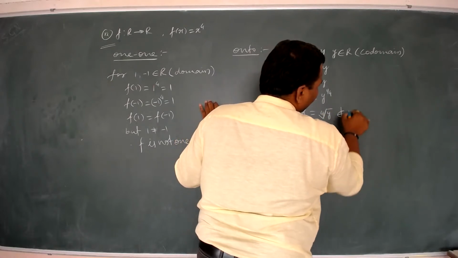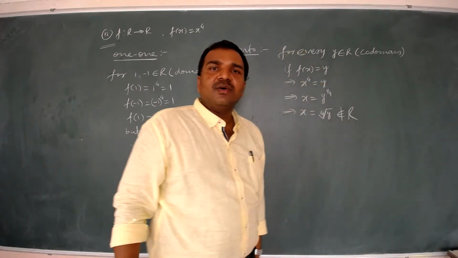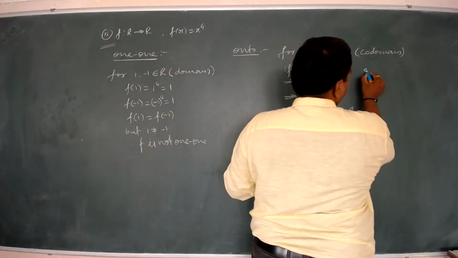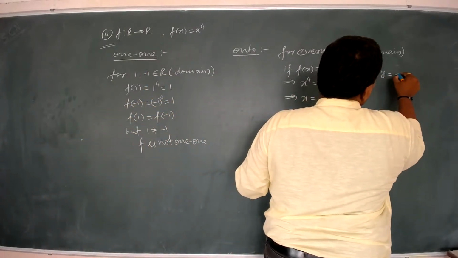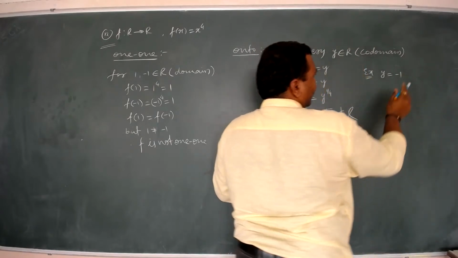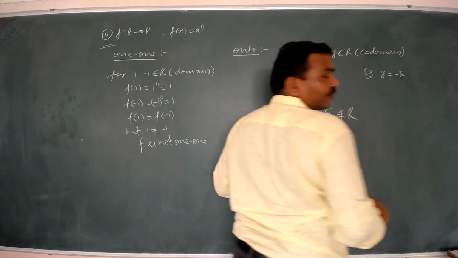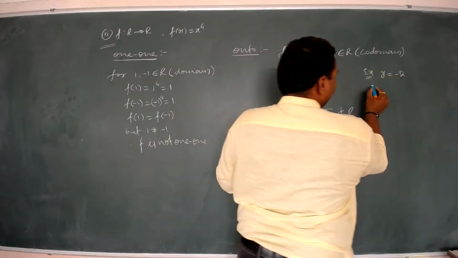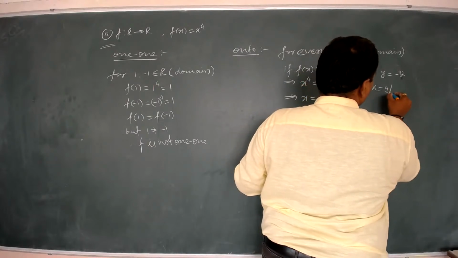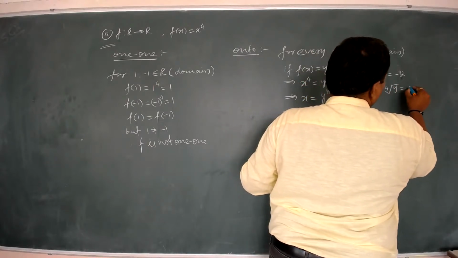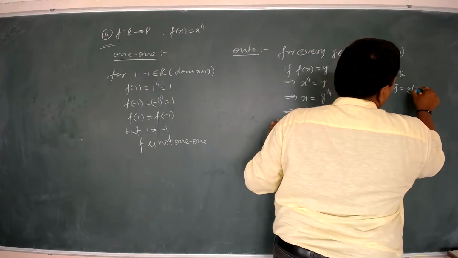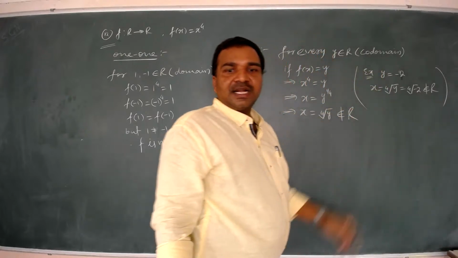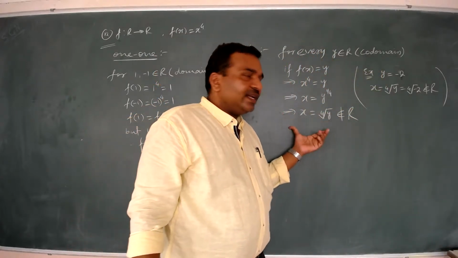Does it belong to the domain or not? It is not a real number. Why is it not a real number? Because, for example, I am taking y equal to -1, or y equal to -2. Now it is there in the real number set. -2 is there. So what about x now? x equal to the 4th root of -2. It is not a real number. That's why it is not onto.